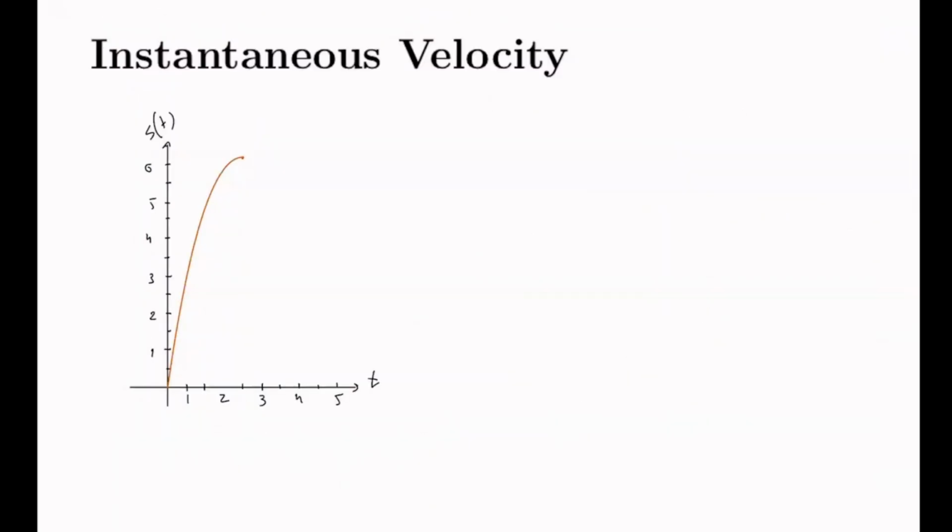Now, average velocity is not the same as the ball's actual speed at exactly t equals 1, right? At that moment, the ball has a single instantaneous velocity. So how do we find it? We look at smaller and smaller intervals around t equals 1. Okay, so remember the formula. V average is s of t minus s of 1 over t minus 1. So let's try a few values of t that are close to 1.